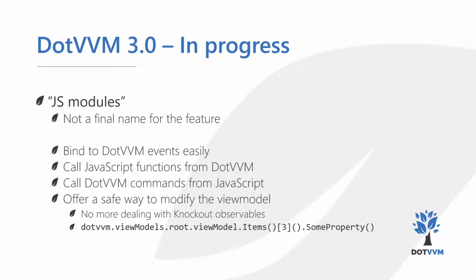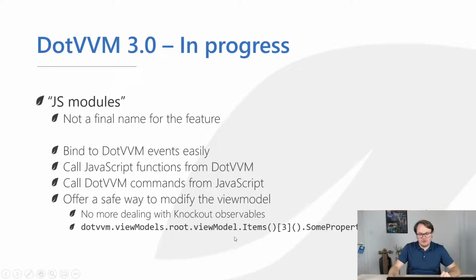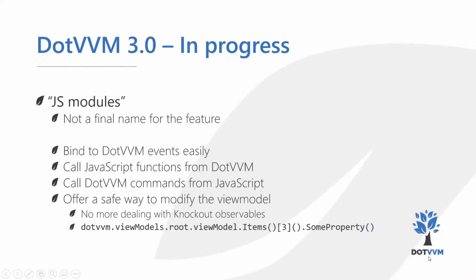Until now, you could do this, but it was quite dangerous because the view model is actually a hierarchy of knockout observables. DotVVM is using the knockout.js library under the cover. So there was this creepy syntax like dotvvm.viewModels.root.viewModel.items, and all those braces, because items is actually a knockout observable, so you need to evaluate it. Then it's an array, so you need to get to the third element, and the element itself is observable, so you also need to unwrap it, and then there is some property, and it's also observable. So this is the reason for all those parentheses, and it's not very nice.